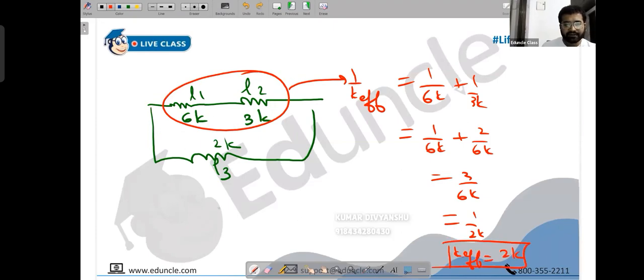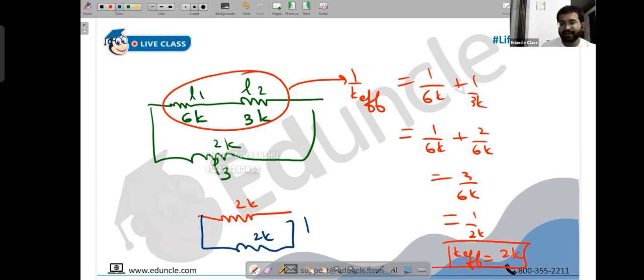And now, instead of these two, we have got a single K effective, which is 2K, and we already have 2K here. This 2K is in parallel. So the final K effective, 2K and 2K directly add up to 4K. Have you all understood this? Good. So that's about the combination of springs. I think this is all that I wanted to take when it comes to the spring mass oscillation system.